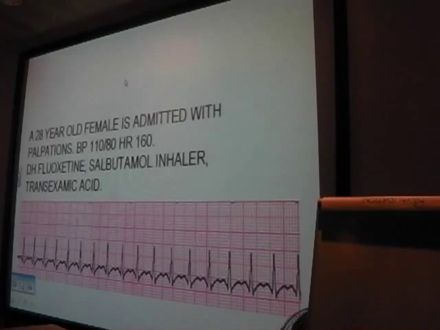So the next question is really to highlight that although we're talking about asthma in terms of just acute asthma, asthma obviously filters into other areas, and particularly what medications you're allowed to give or not allowed to give. Okay? So if you had a 28-year-old woman who was admitted with palpitations, she's got a blood pressure of 110 over 80, a heart rate of 160, and a drug history of fluoxetine, salbutamol inhaler, and tranexamic acid, and that is the ECG that you have.